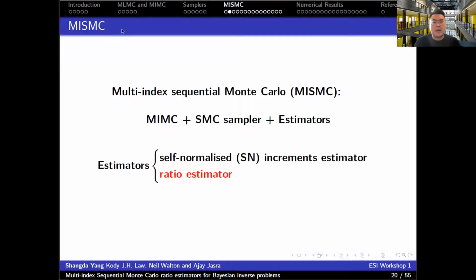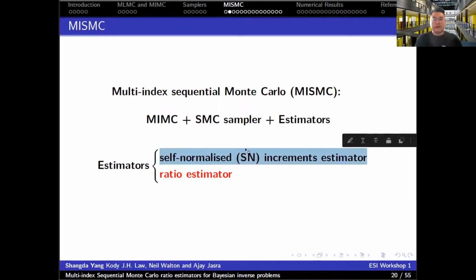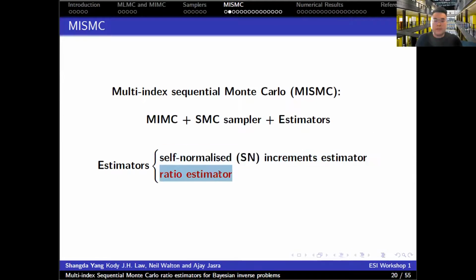Now is the MISMC, the main part. Let me slow down a little bit. MISMC is multi-index sequential Monte Carlo, which is a combination of multi-index Monte Carlo and the sequential Monte Carlo sampler, with different estimators. We have two different kinds of estimators. The first is the self-normalized increment estimator, which is also the work of Cody and AJ. Another one is the ratio estimator.